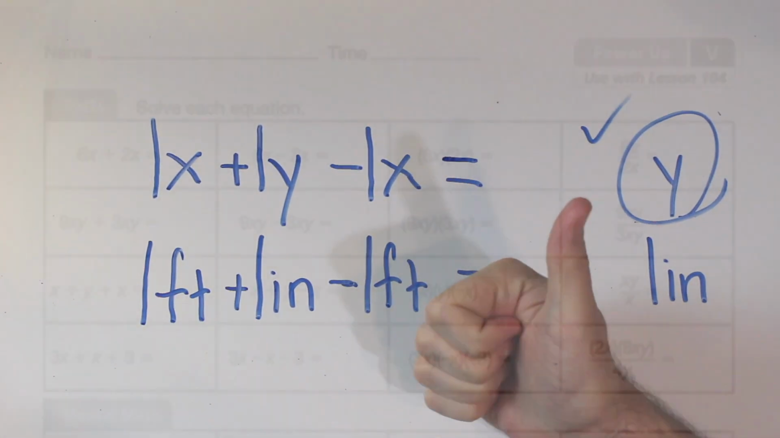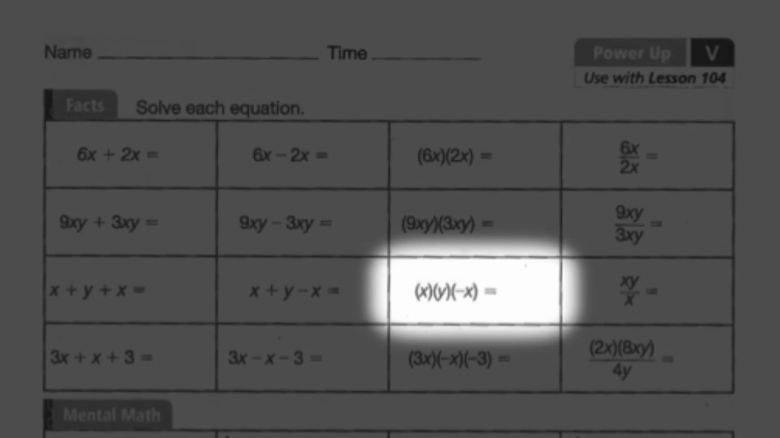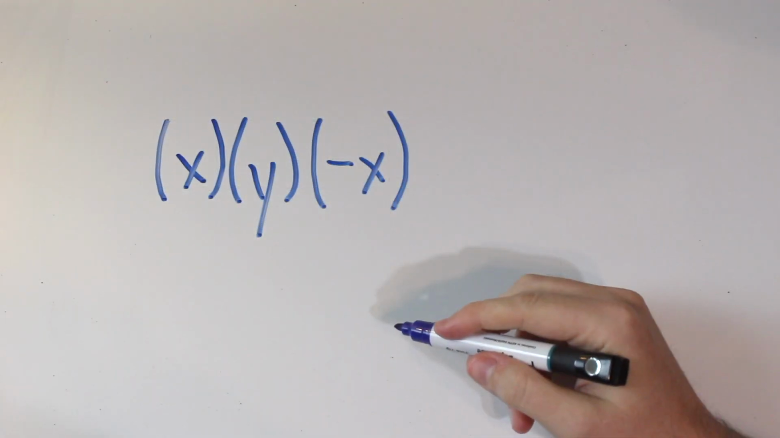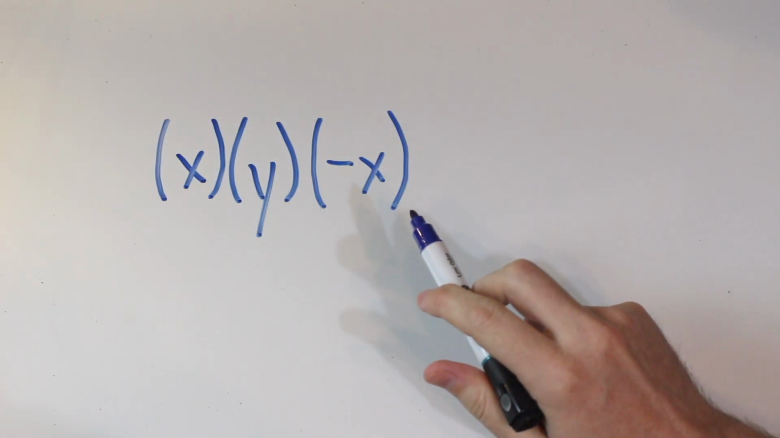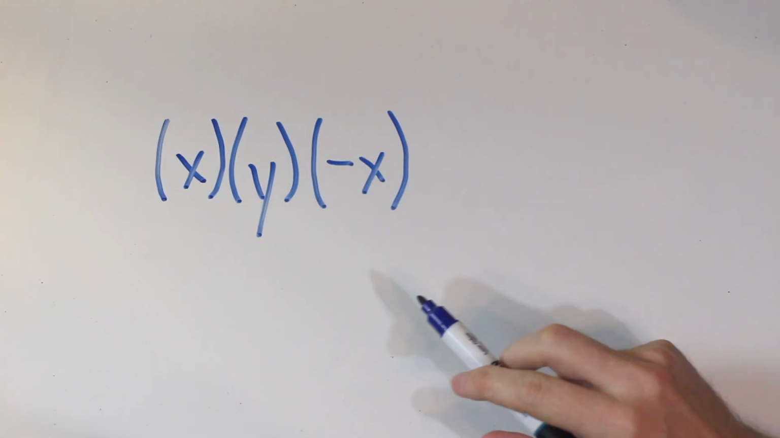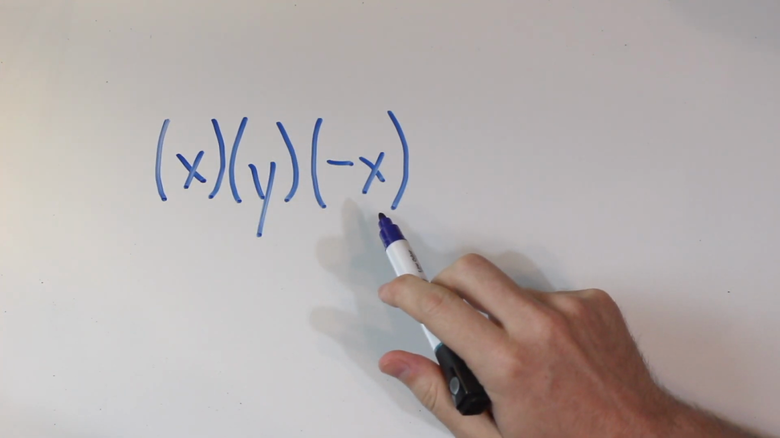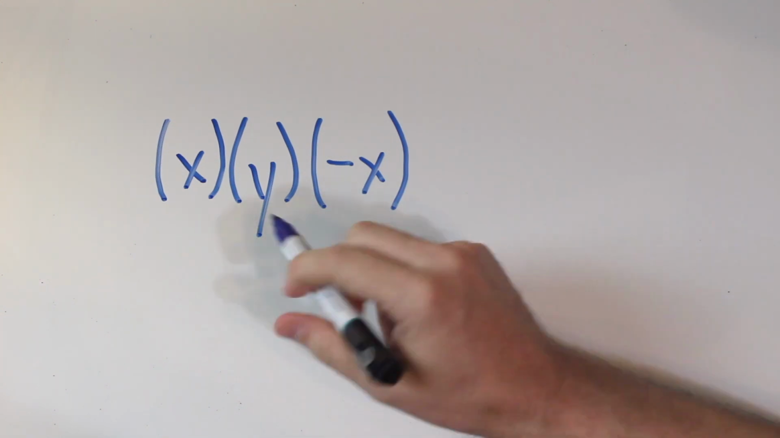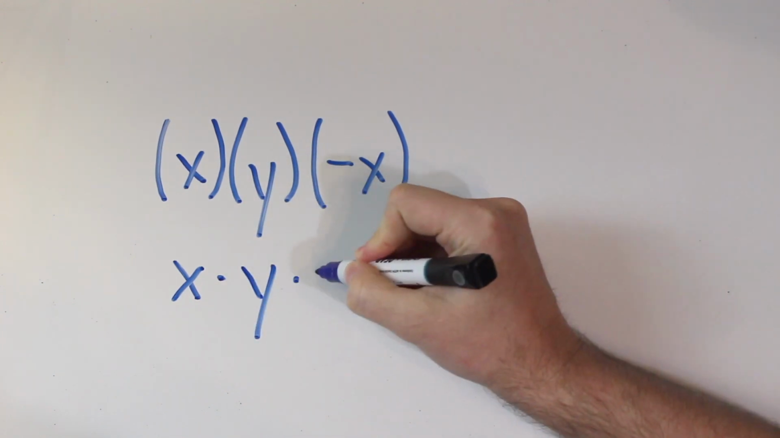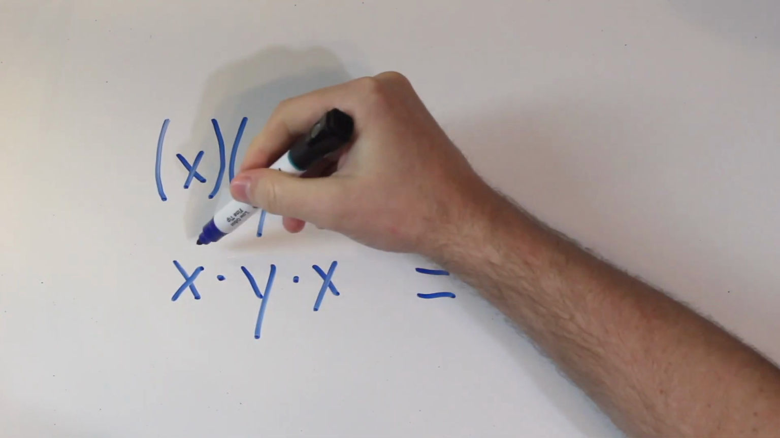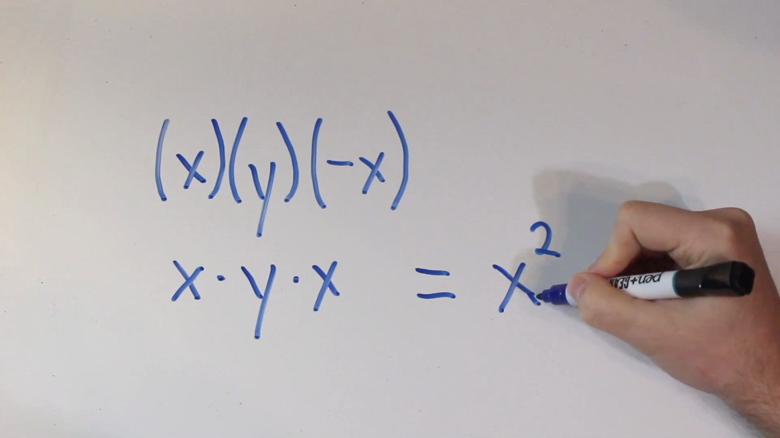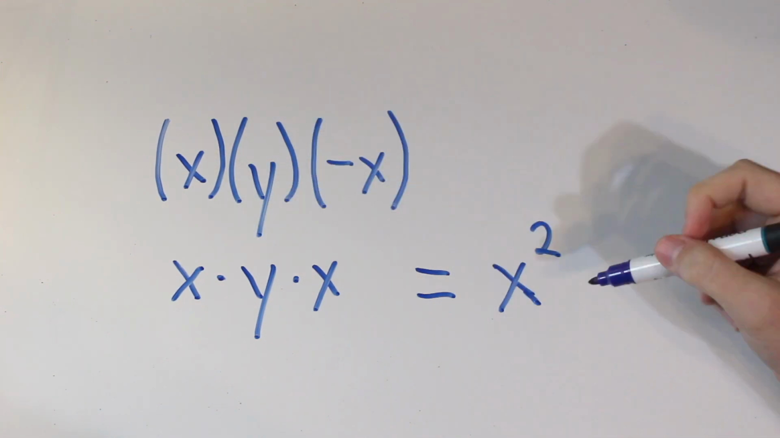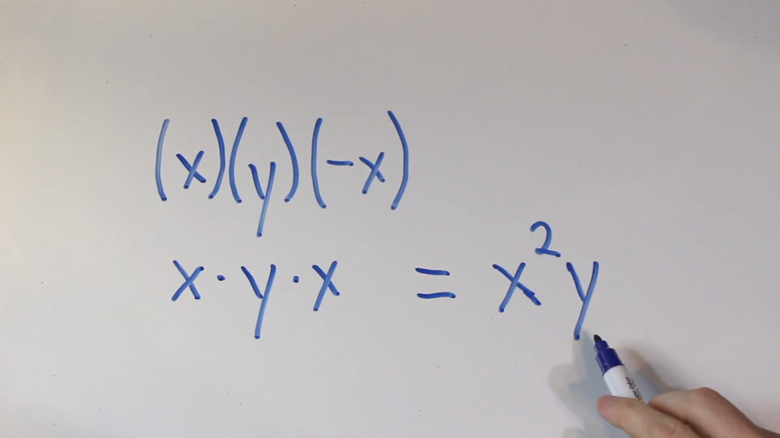Now, on to multiplication again. x times y times negative x. Remember a previous lesson where we learned about multiplying negatives. When multiplying a bunch of numbers or variables together that include negatives, first do the multiplying and worry about figuring out whether the product is positive or negative at the end. Here we have x times y times x. x times x can become x squared. So our product is x squared times y, or x squared y.